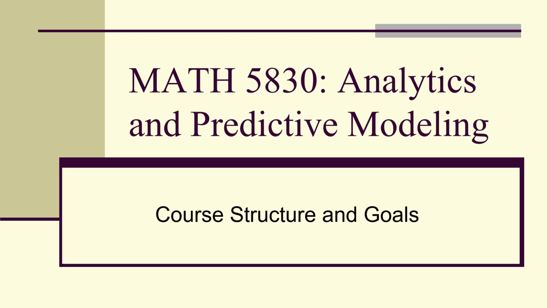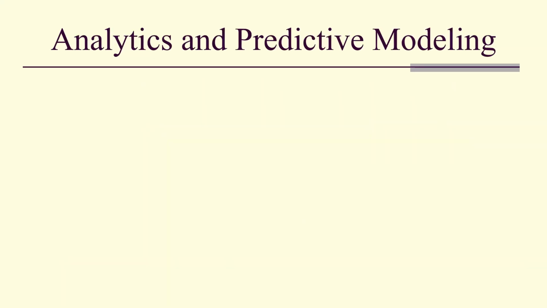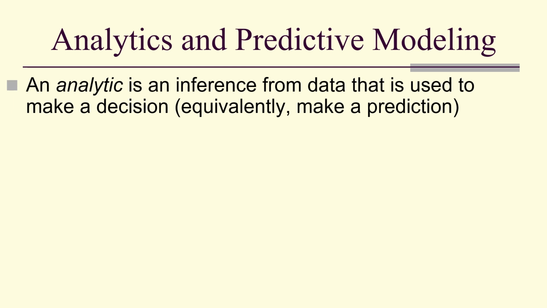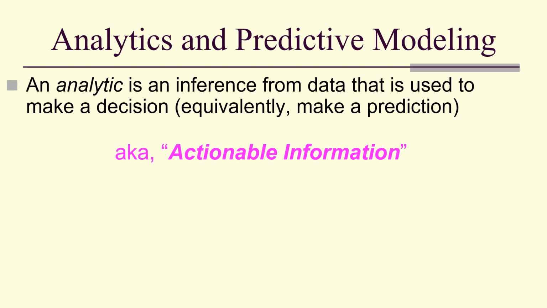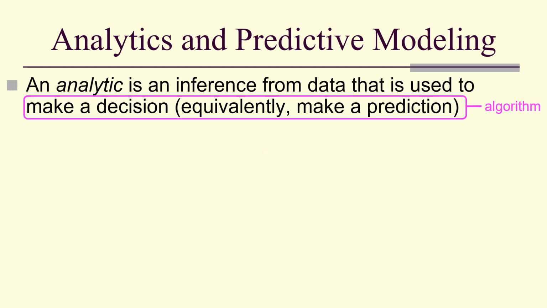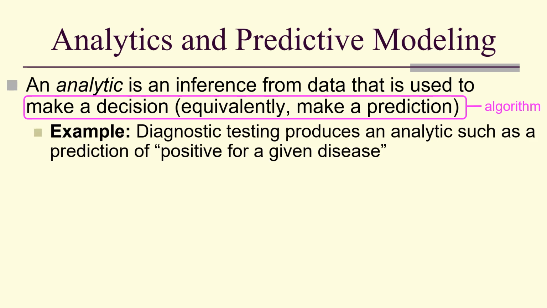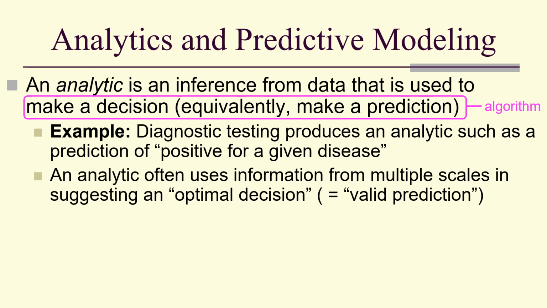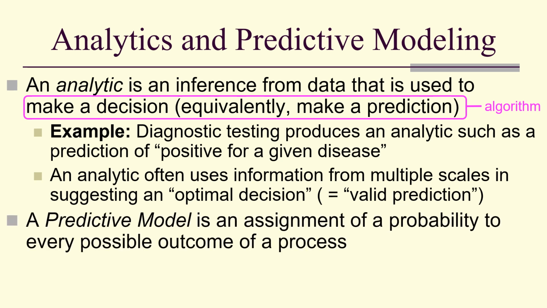Let's look at our course structure and goals. To begin with, an analytic is an inference from data that you use to make a decision or a prediction, often called actionable information. Typically, this is done with some kind of an algorithm. Diagnostic testing, positive for this type of cancer, is a prediction, and that prediction is an analytic. Analytics often use information from multiple scales to get an optimal decision or valid prediction.